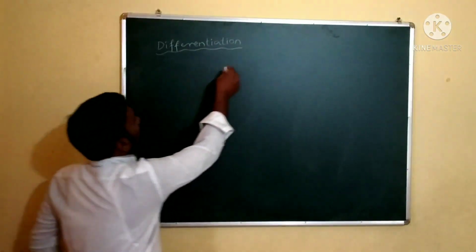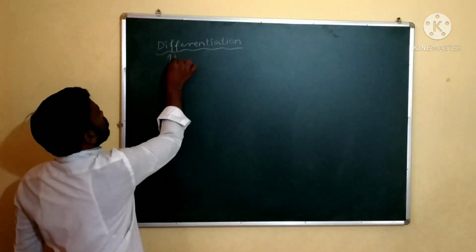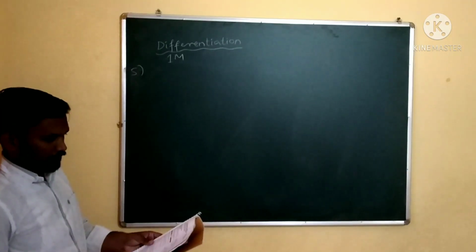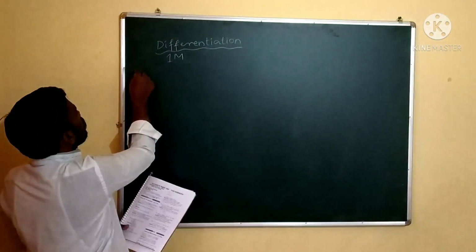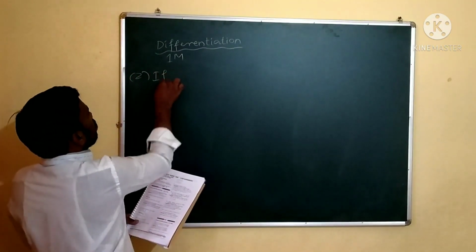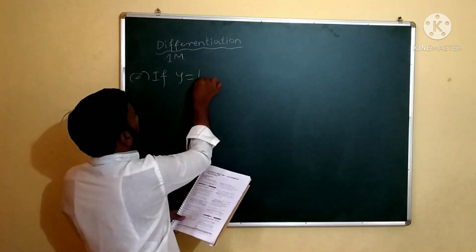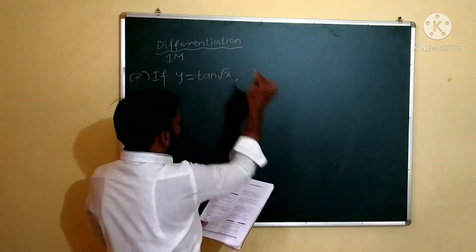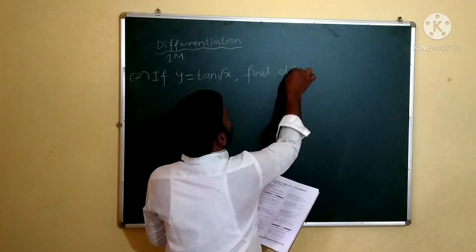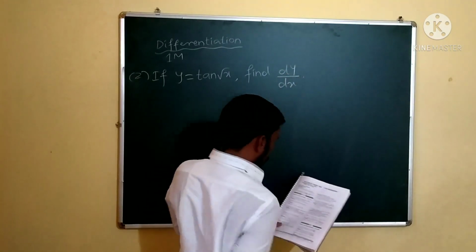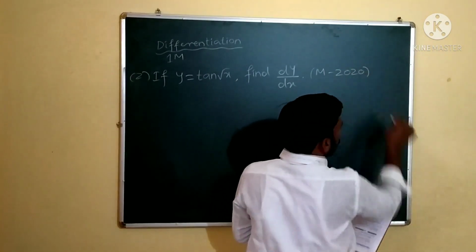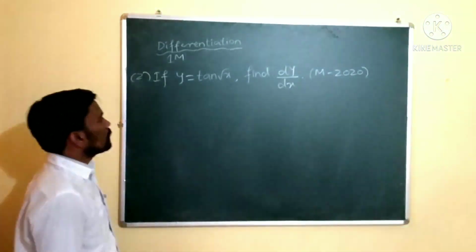Question number 5 will always be a 1 mark question from differentiation. If y is equal to tan of root x, then find dy by dx. It is from March 2020. This is the question.